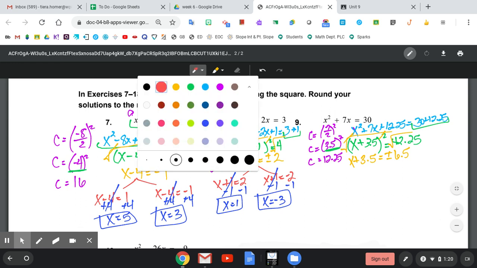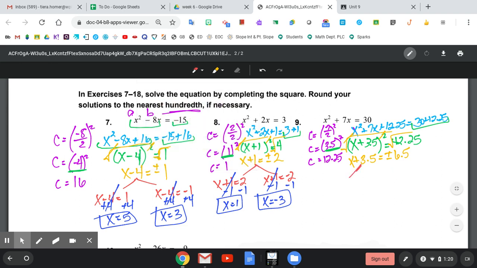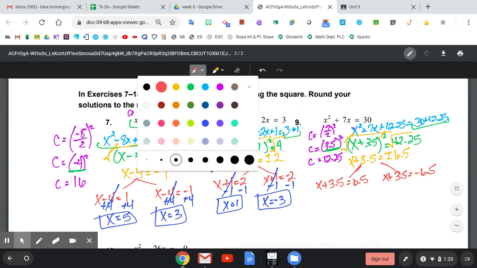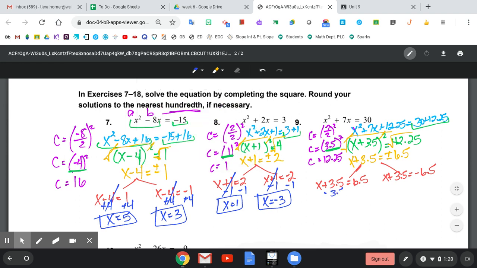After we take the square root of both sides, this is where we're going to split this into two separate equations. So I have x plus 3.5 equals 6.5, and x plus 3.5 equals negative 6.5. Then to get this x by itself, I would actually subtract a 3.5.